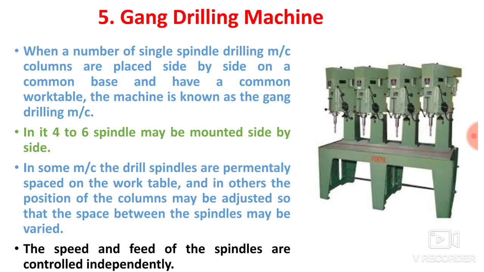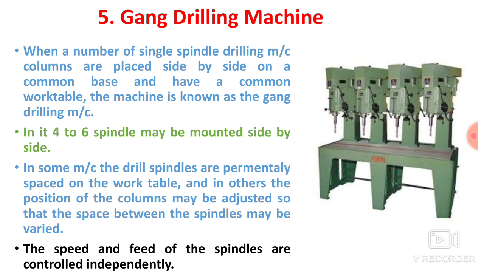Now the next type, that is gang drilling machine. When a number of single spindle drilling machine columns are placed side by side on a common base and have a common work table, the machine is known as a gang drilling machine. So here you can see there are different spindles mounted side by side on a common base and have a common work table. Such a machine is known as a gang drilling machine.